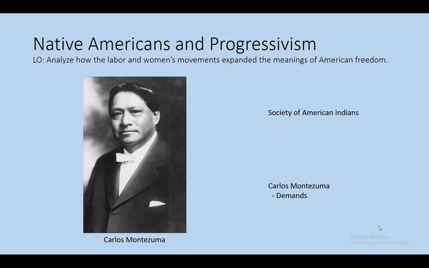Native Americans will not be left out of the progressive movement. In 1911, the Society of American Indians was founded as a reform organization, and it's significant because it was founded pretty much independent of white control. And so what it did was it brought together Native American intellectuals to try to figure out ways to remedy the injustices that Native Americans were facing during this time period.